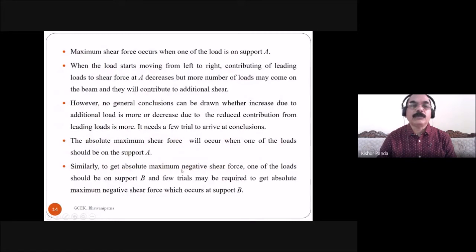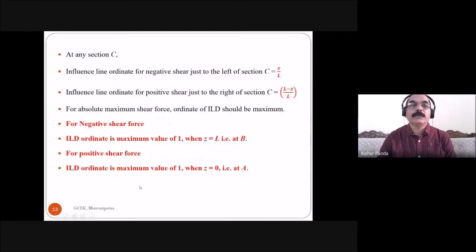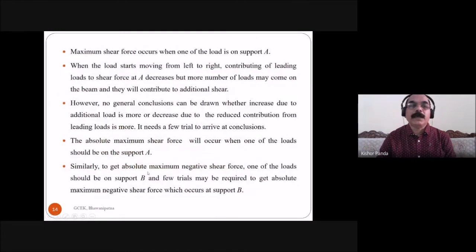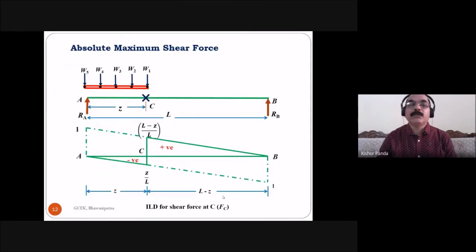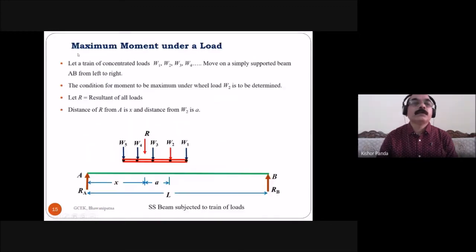Similarly, to get the absolute maximum negative shear force, one of the loads should be on support B, and a few trials may be required to get the absolute maximum negative shear force, which occurs at support B. So you have to go for two or three trials, then you will find out the absolute maximum negative shear force. Then coming to maximum moment under a load.